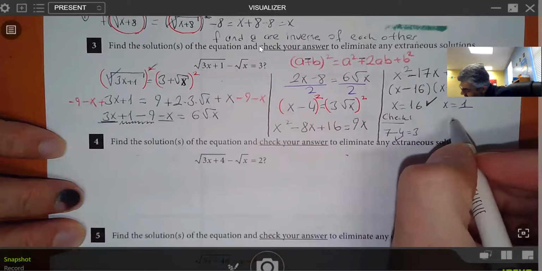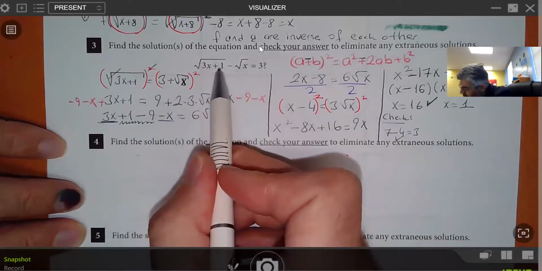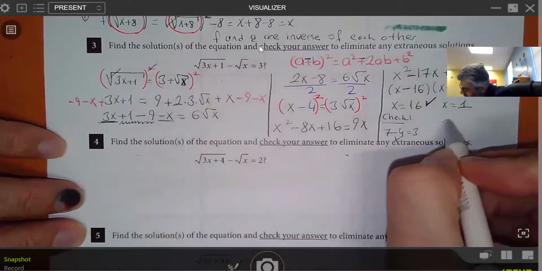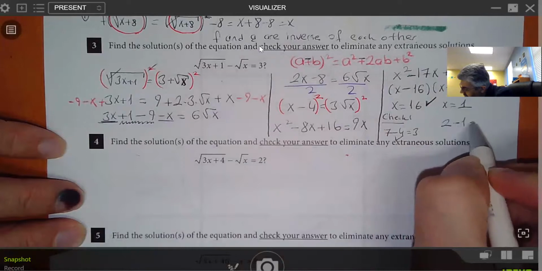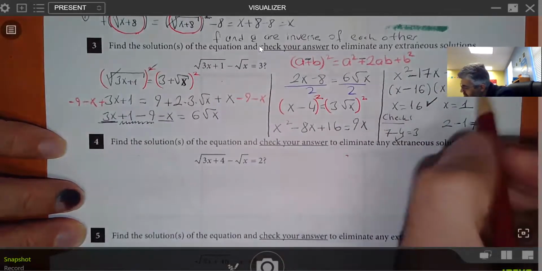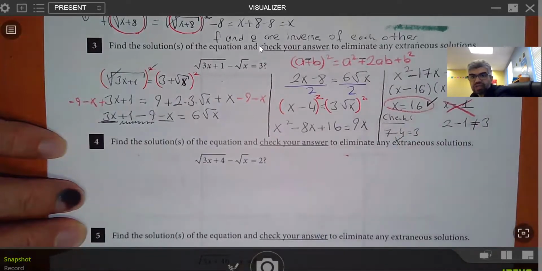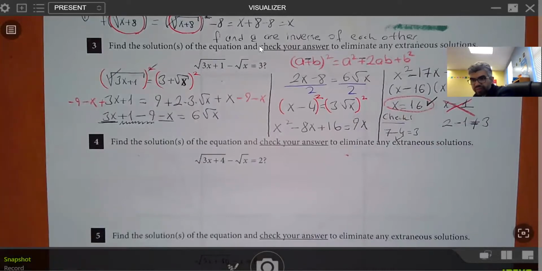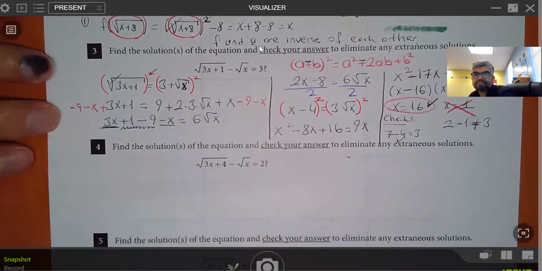If I check 1, 3 times 1 plus 1 is 4, and root 4 is 2, and minus 1 is 1. It is not 3. So 1 is not the answer. There is only one solution, x equals 16. This is how we solve these kinds of questions. Is it clear?